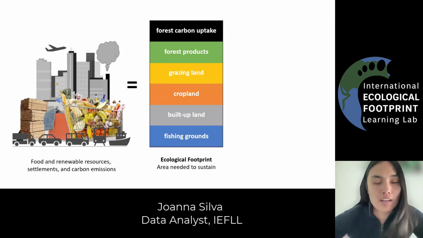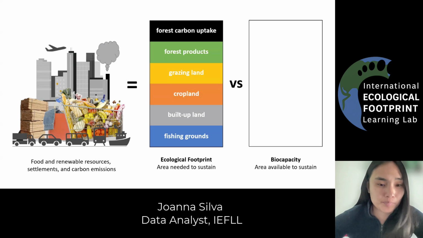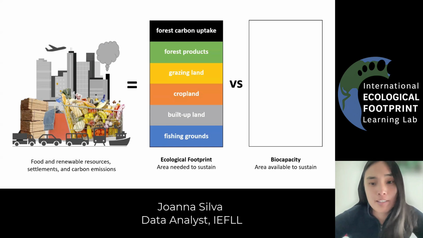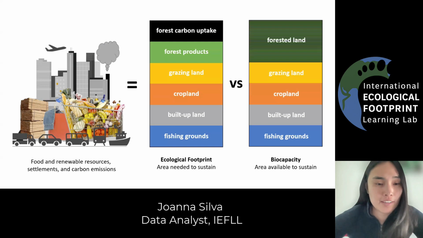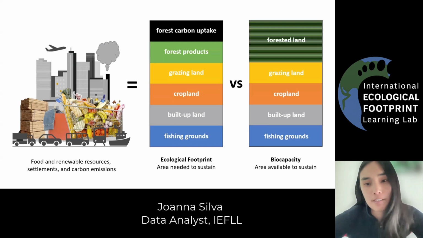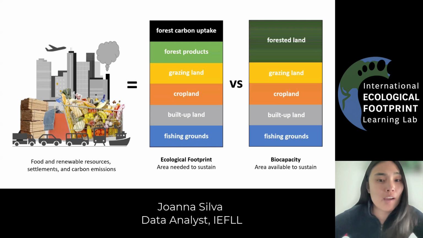Now let's discuss the other side of this metric, biocapacity. Biocapacity is the area available to sustain the renewable resources to meet the demands of humanity. Biocapacity is made up of comparable components to those listed with the ecological footprint. The only difference is that the forested land has a dual purpose of measuring both the area that can supply products derived from pulp and timber, as well as the area that can sequester carbon emissions.